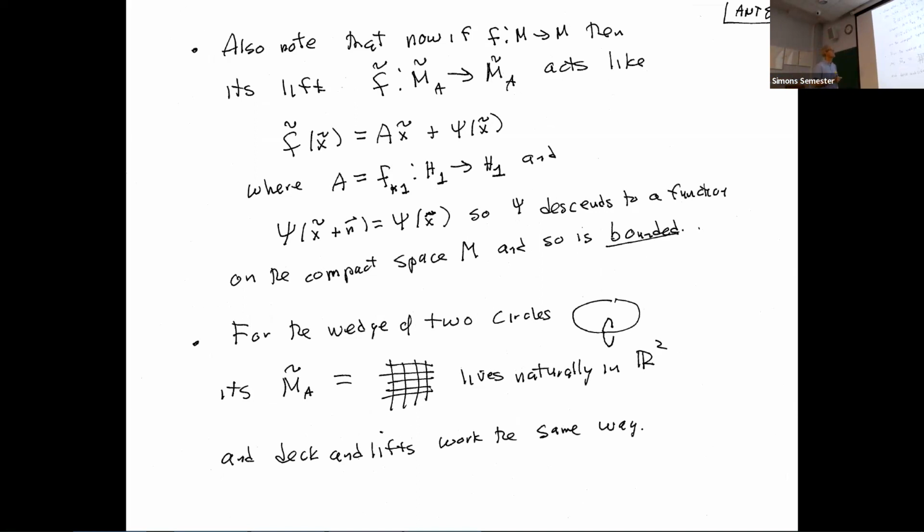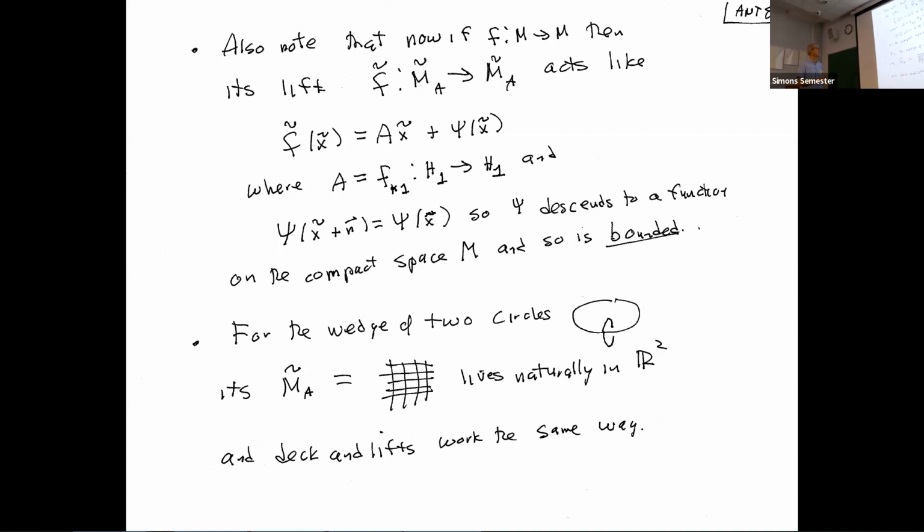Another nice thing, which will turn out to be very important, is how lifts act. This isn't hard to show, but if you lift a map from M to N, everything lifts because they all preserve the commutator subgroup. So they all lift, but the nice feature of this embedding is that the action of the lift looks like homology times x tilde.